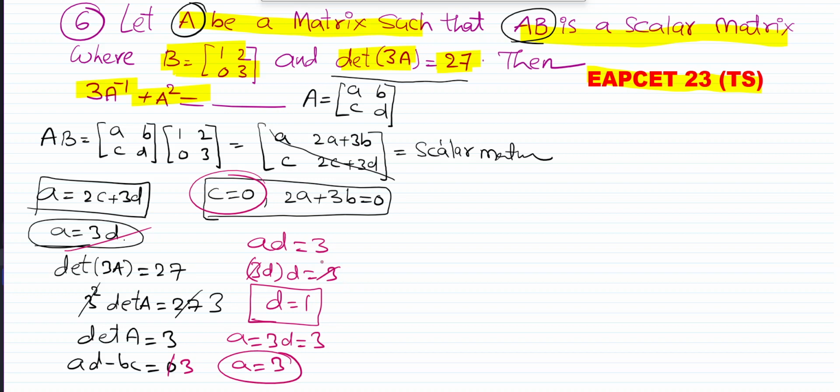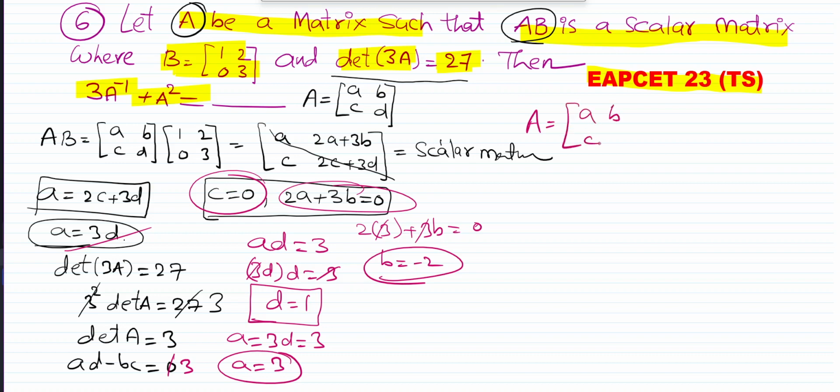And now find B value, substituting in this equation, that is 2A plus 3B is equal to 0, that is 2 into 3 plus 3B is equal to 0, here 3 cancel, from this B is equal to minus 2, B value is minus 2. And we have found the D value, A, B, and C value is 0, therefore the matrix capital A is equal to ABCD, that is A value is 3, B value minus 2, C value 0, and D value is 1. This is the matrix capital A.